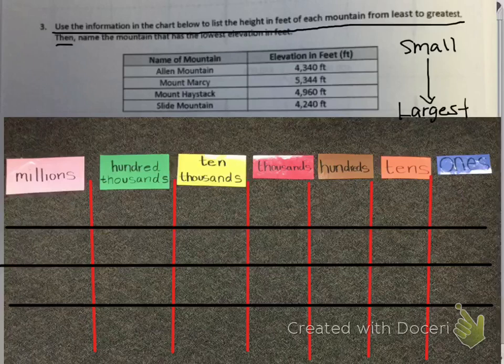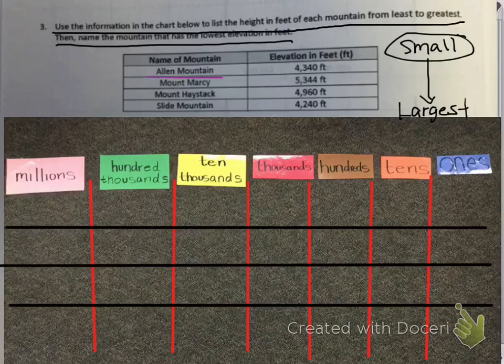Then name the mountain that has the lowest elevation. So we want to name the one that has the lowest elevation. Okay? So what I'm going to do is place these into the place value chart, and then organize it from smallest to largest, and that's what I want you to do as well. Then finish the problem and tell me in order from least to greatest which is the lowest in elevation.